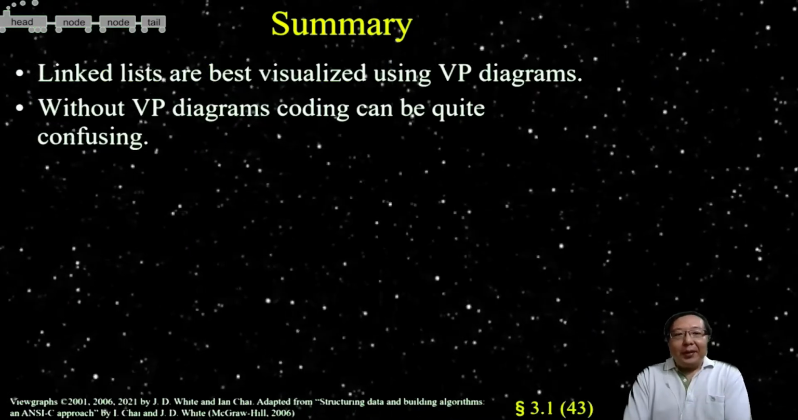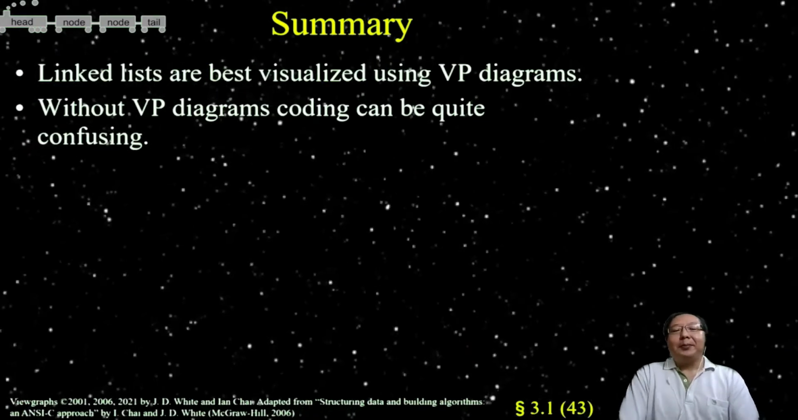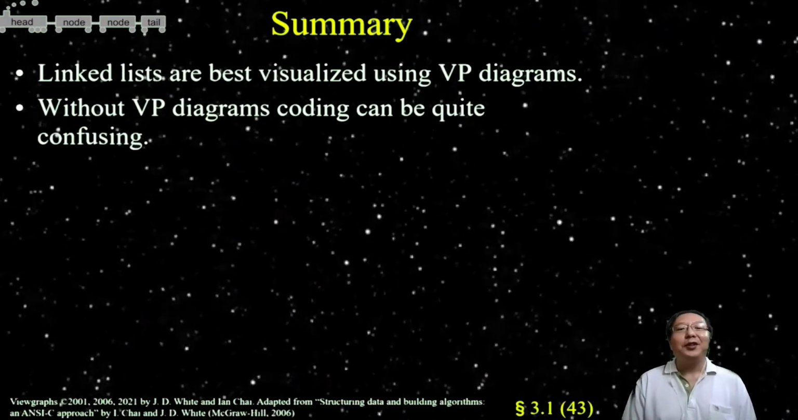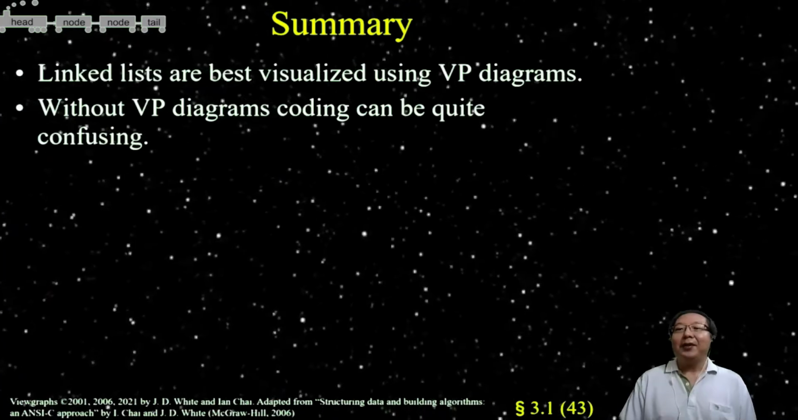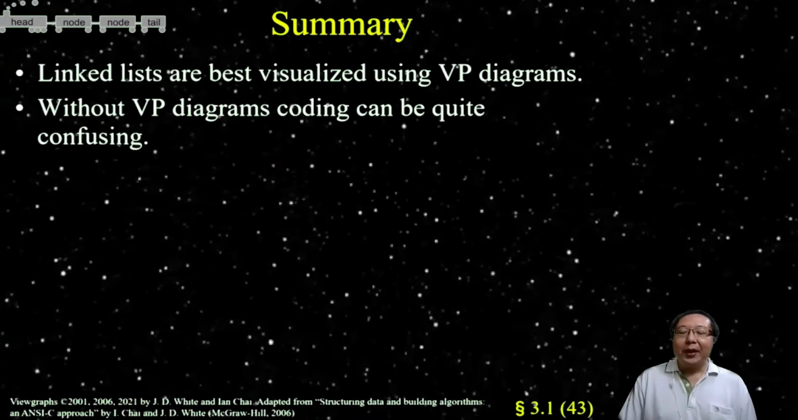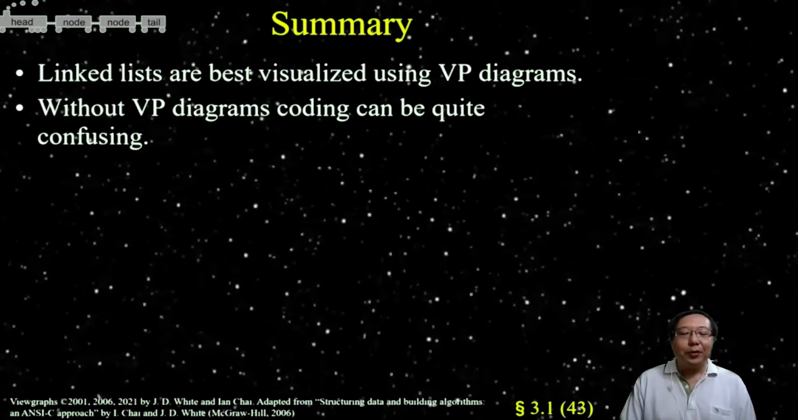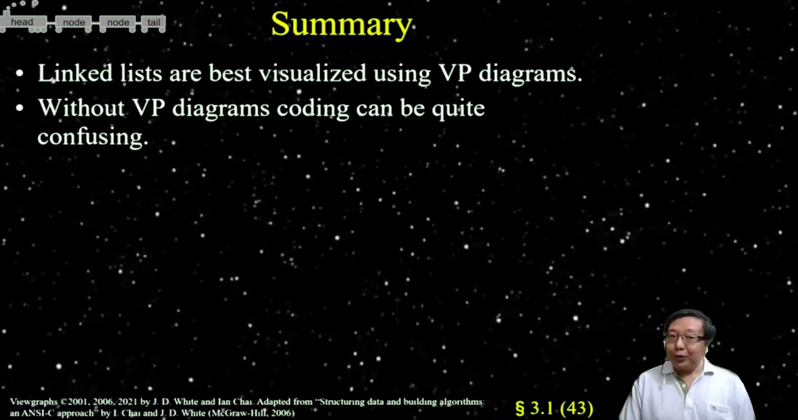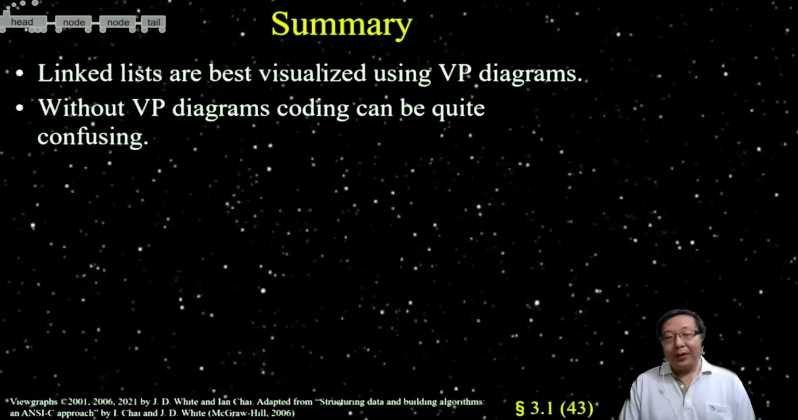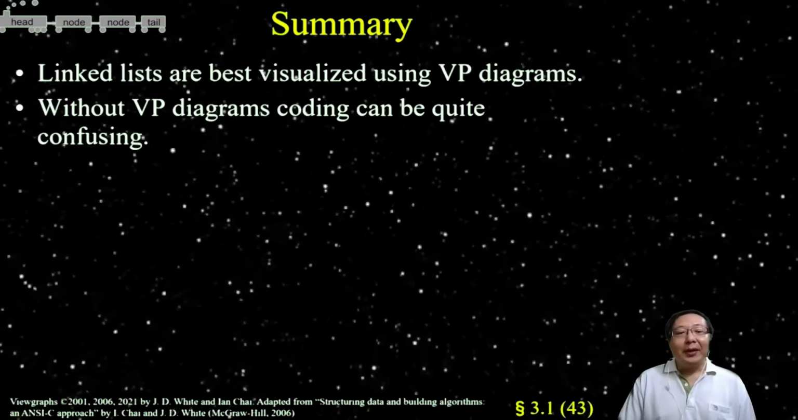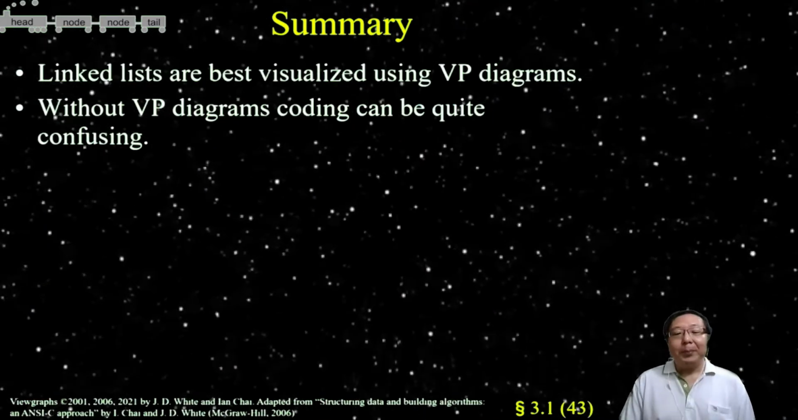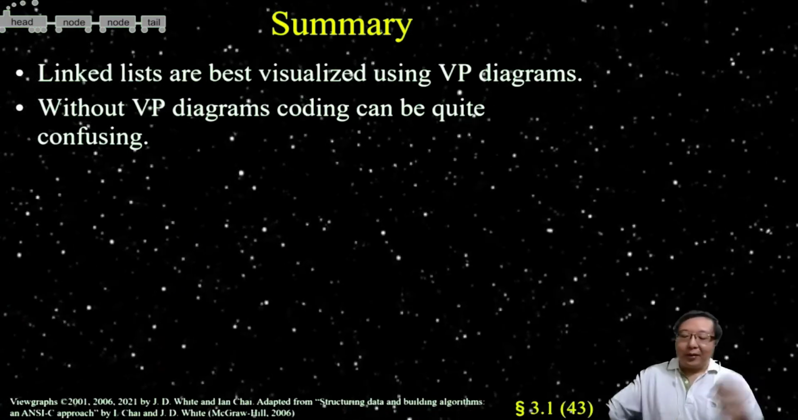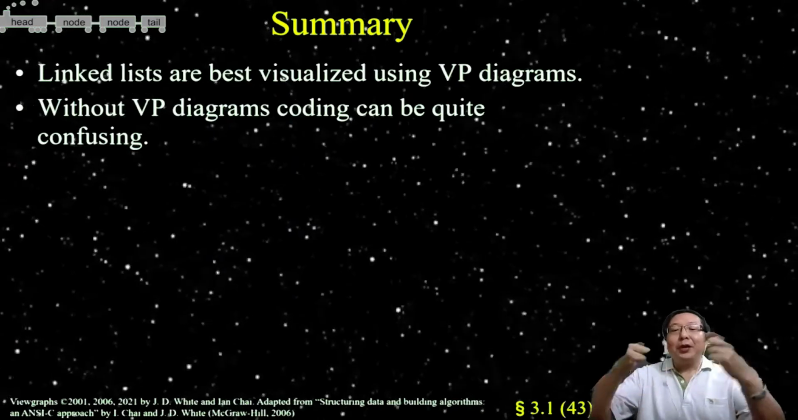So in summary, linked lists are best visualized using VP diagrams. If you don't draw your VP diagrams, then it's almost certain you will get confused and write the wrong code. So actually, how do you remember this code? You don't. You don't remember the code. When I'm trying to write it, I don't try to memorize the code. What I do is I draw the diagram, then I create the code based on the diagram. Because on the diagram, you can see I need to connect this to this, I need to connect that to that, and then you write the code according to the diagram.